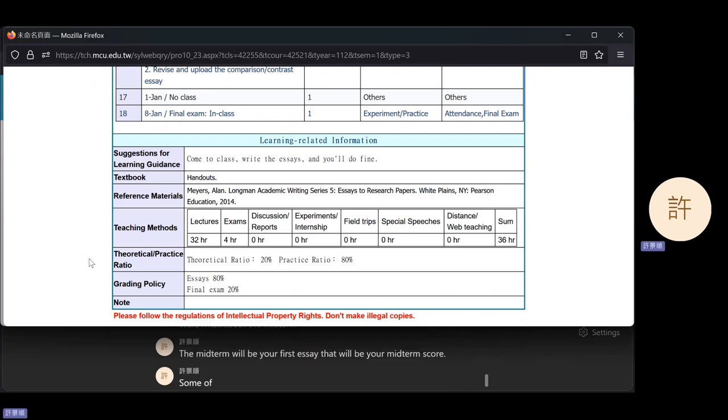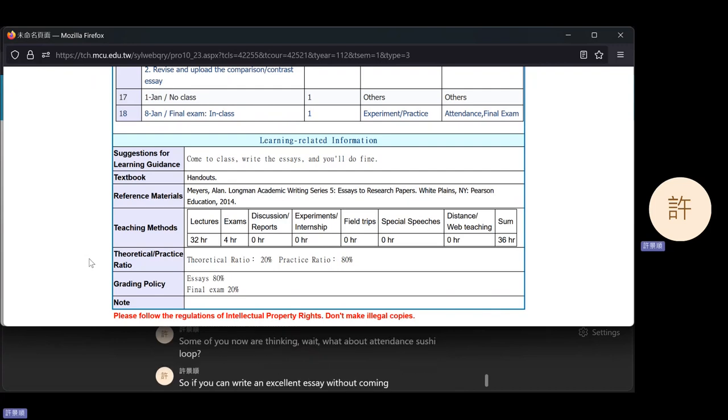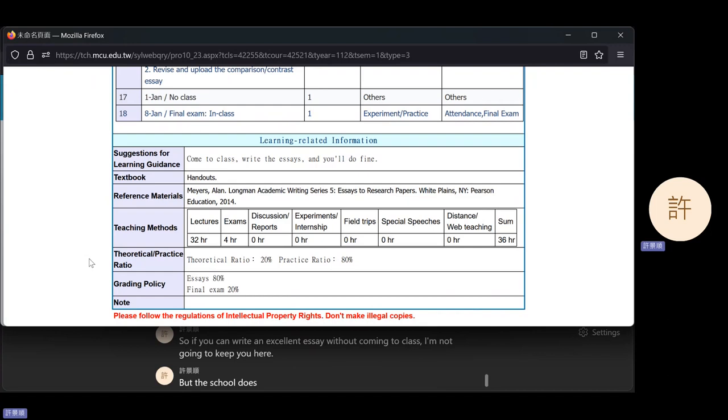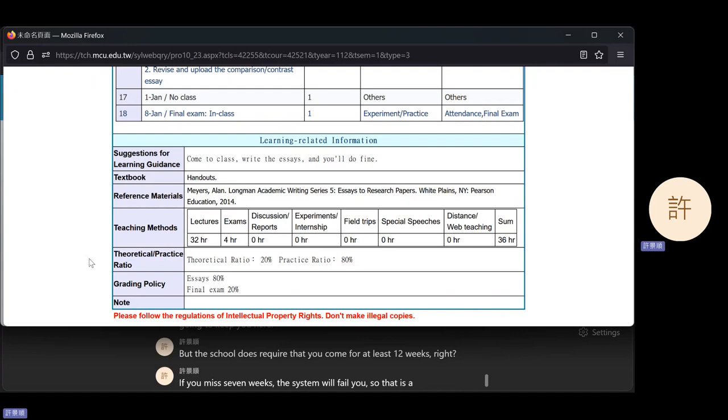Some of you now are thinking, wait, what about attendance? 出席率? So if you can write an excellent essay without coming to class, I'm not going to keep you here. But the school does require that you come for at least 12 weeks, right? If you miss 7 weeks, the system will fail you. So that is attendance.